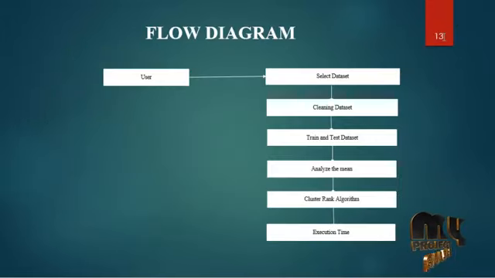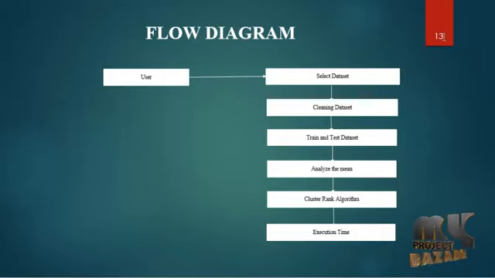The user can select the dataset. So we are uploading the iris dataset. First of all, the user selects the dataset and cleans the dataset. Cleaning means pre-processing, which means removing the missing values and null values. The next step is the train and test dataset. Train means we are training on the iris dataset and testing our dataset. So we are analyzing the mean value of the iris dataset.